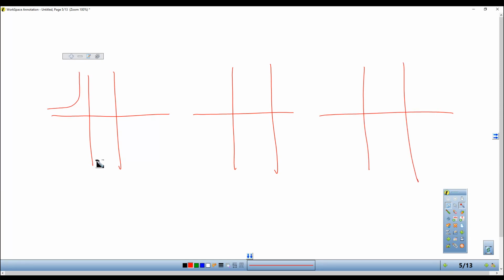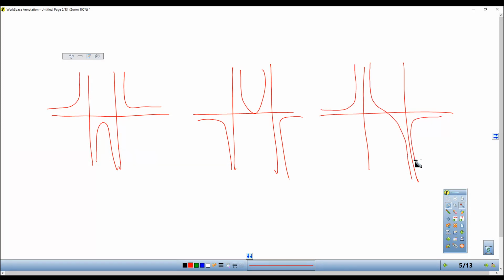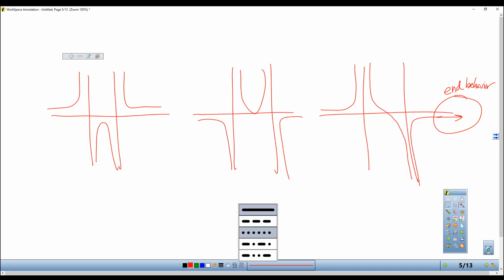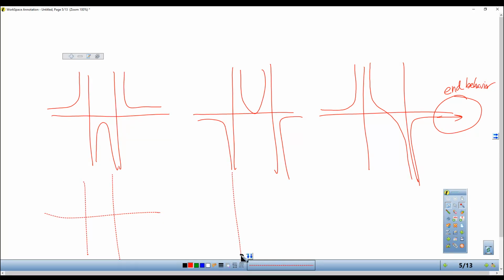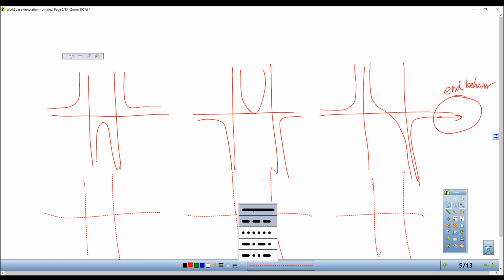So sometimes they look like this, or they're opposite. Or sometimes they do this, they cross through. And this one confuses people because they say, oh, I thought it couldn't cross the horizontal asymptote. I thought that was a guide. The horizontal asymptotes only tell you end behavior. It's only the vertical asymptotes that something can't cross. So vertical asymptotes will never be crossed.